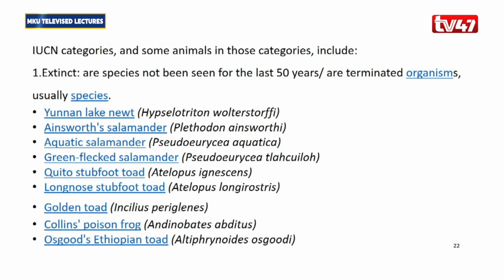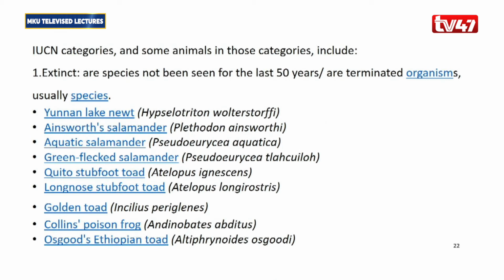So let's look at the categories, starting from the most risky and then moving towards other levels where it's not very risky. The first and most dangerous category is extinct species. When we talk about extinct species, these are species that have not been seen for the last 50 years. In simple terms, they have disappeared, they have been terminated out of the face of the world. And this automatically is a very dangerous category.